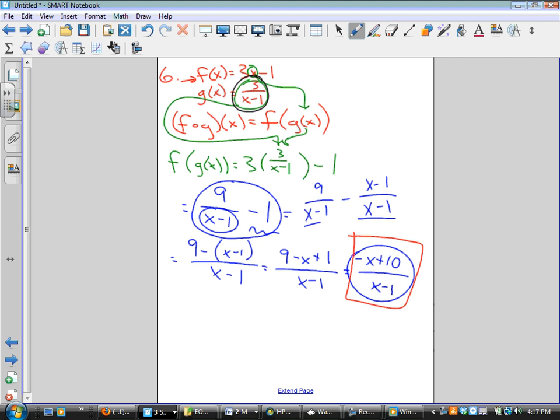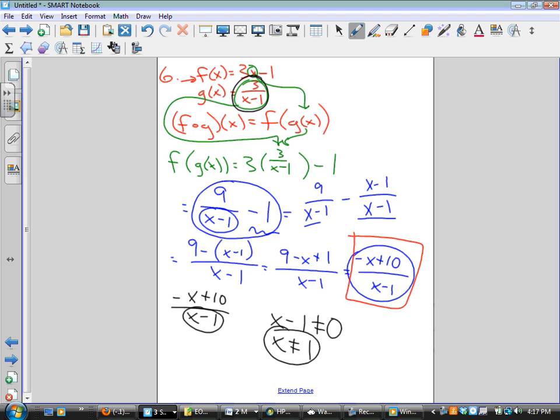And let's look at the domain of that. Negative x plus 10 divided by x minus 1. What we want to do is look for any red flags. The only red flag we see here is division, and remember, we can't divide by 0. So we know that x minus 1, the denominator, cannot be 0. We can write that out: x minus 1 cannot be 0. If we solve that, we simply get that x cannot be 1.